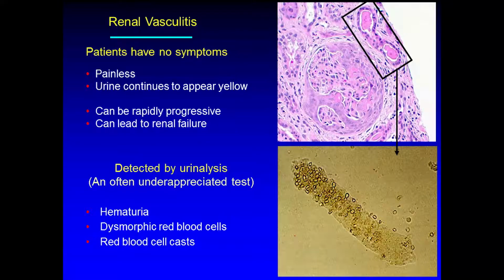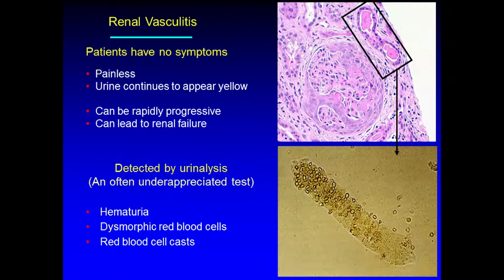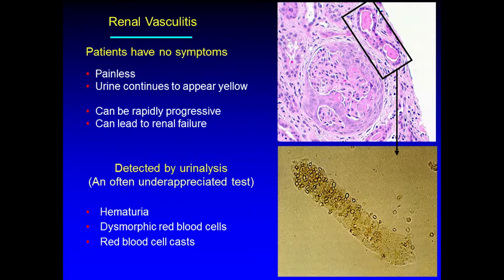This is even more pronounced when we talk about renal vasculitis, where patients essentially have no symptoms directly related to the kidney. This is painless. The urine continues to appear yellow. The concerning feature, though, is that this can be rapidly progressive and can lead to renal failure. So this is really detected by the urinalysis, which remains often one of our most underappreciated tests in vasculitis, where we may see hematuria, dysmorphic red blood cells, or the presence of red blood cell casts. And we can see here in this histology one being formed in the tubule right next to this very crescentic and damaged glomeruli.